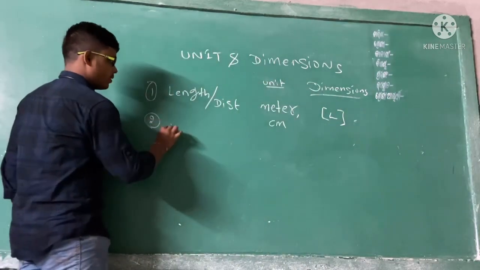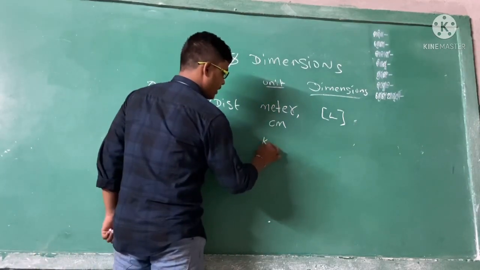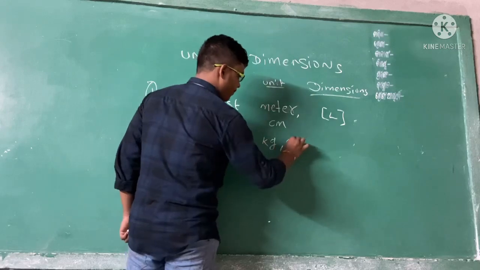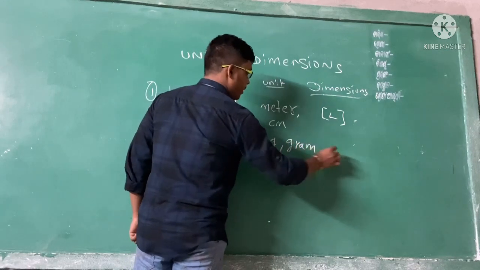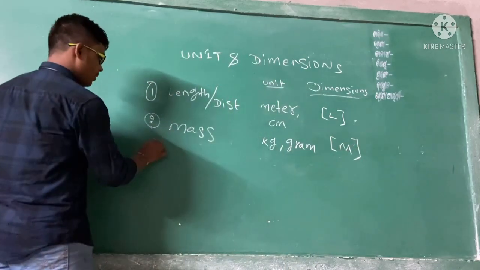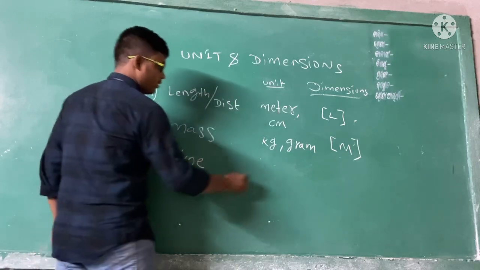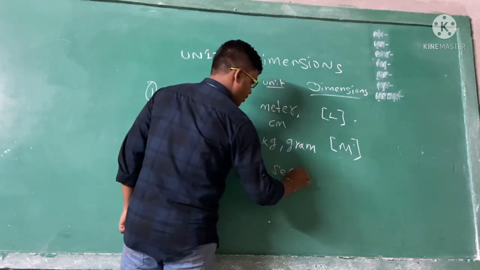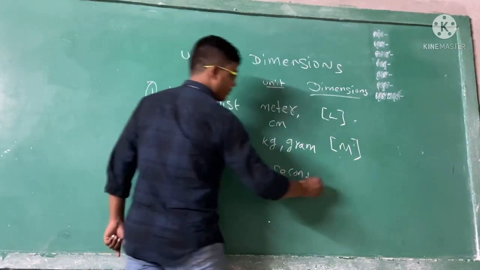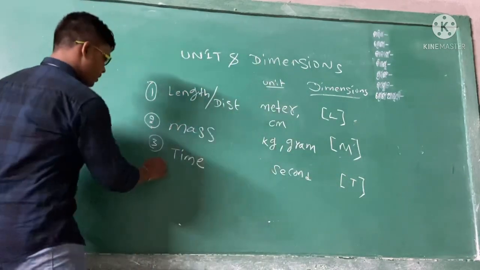So next the fundamental unit is the mass. We already discussed it in the previous class. So the unit is kg or gram. Kg means the kilogram, and a kilo is 10 to the power 3, and the dimension is capital [M] in the bracket. So next is the time, and the unit is second. This is both SI and CGS unit. So you all know these three fundamental quantities, and we have to remember these three.